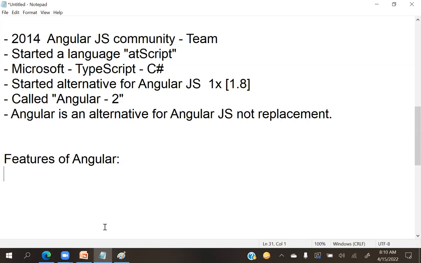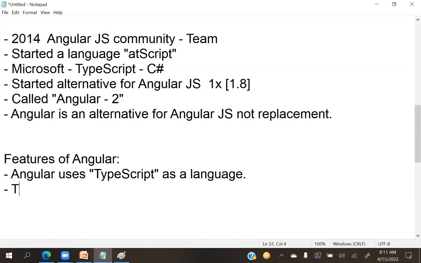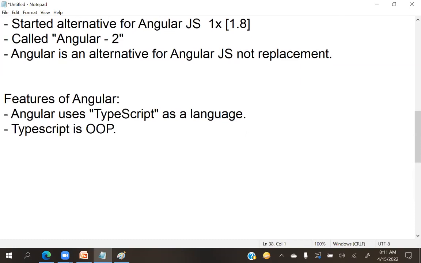That means why people started migrating towards Angular. Some key features I will tell you. The first important feature: Angular uses TypeScript as a language. And TypeScript is an object-oriented programming language. TypeScript is a complete object-oriented programming language. It's a complete OOP language. That means it is better than your JavaScript.